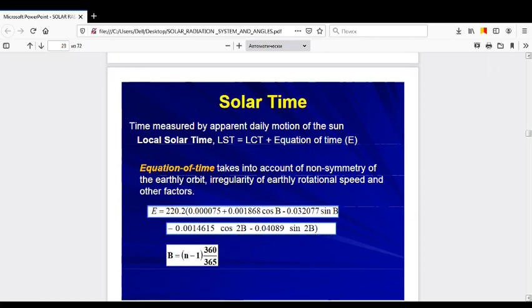Now this is the calculation. Time measured by the apparent daily motion of the sun. Local solar time, LST, is equal to LCT plus the equation of time, E. The equation of time takes into account the non-symmetry of the Earth's orbit, irregularity of the Earth's rotational speed, and other factors. So we put all these values in and solve.